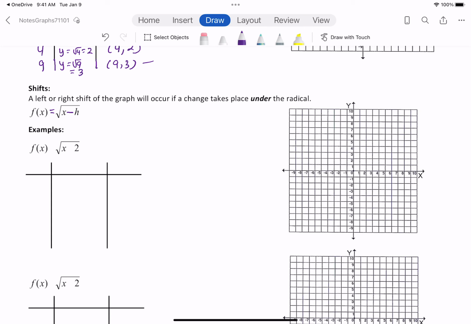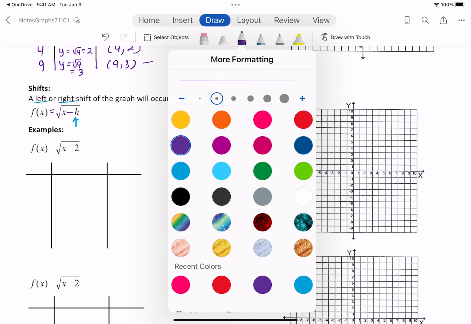So the first type of shift that we're going to look at, a left or right shift of the graph, occurs if the change takes place under the radical. So you see this time I don't just have x underneath the radical. We have this h, which is just going to be some number. When the change is under the radical with the x, it's going to be a left or right shift. Okay, so let's look at what we would do.